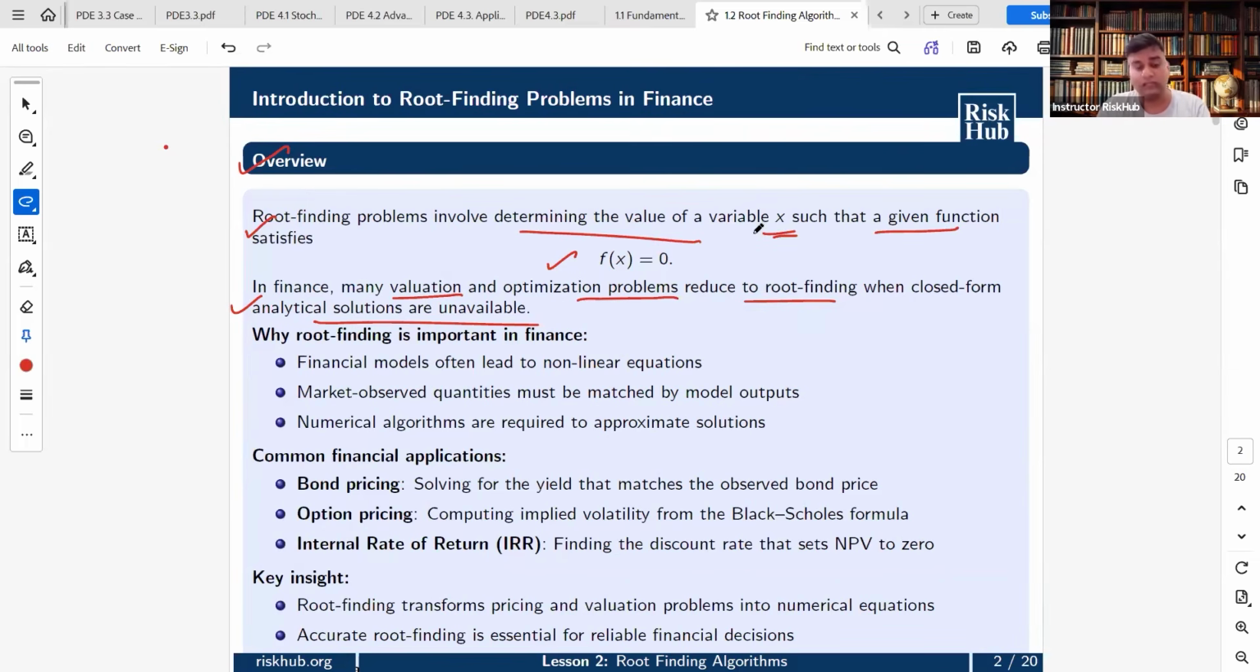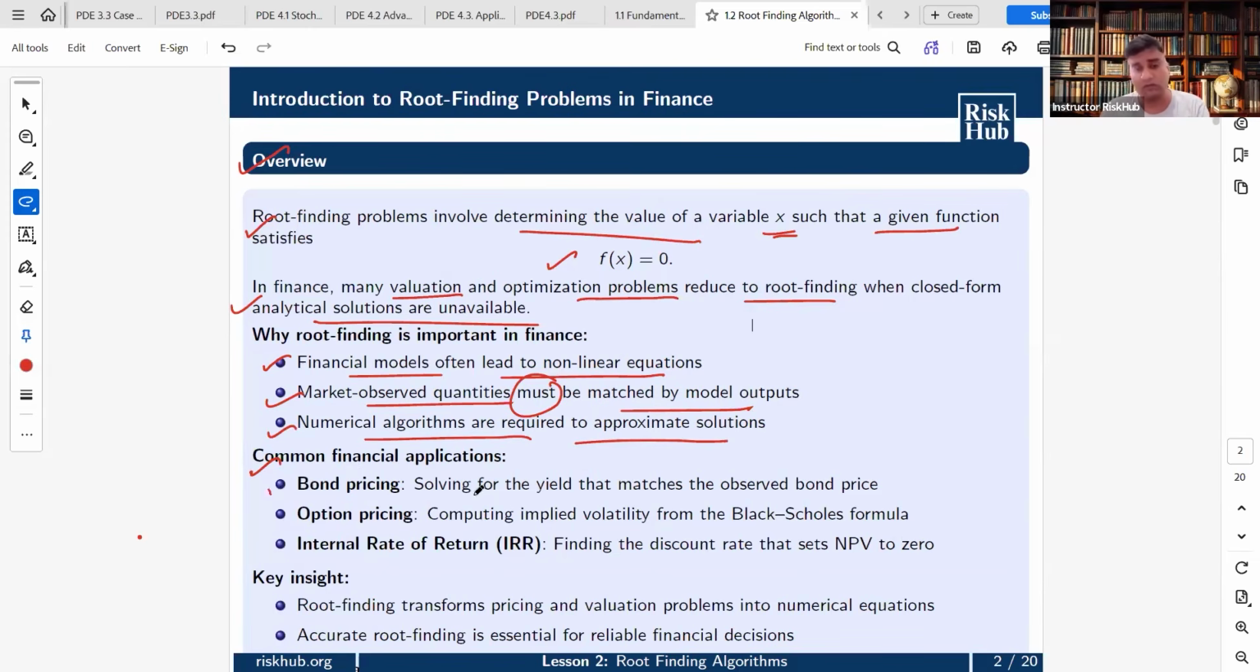And why root finding is very, very important in finance. The simple idea is that financial models often lead to nonlinear equations, right? That's the first part. And market observed quantities must be matched to your model outputs. So that is what we have here. Financial models often lead to nonlinear equations. Market observed quantities must be matched by model outputs. Numerical algorithms are required to approximate the solution.